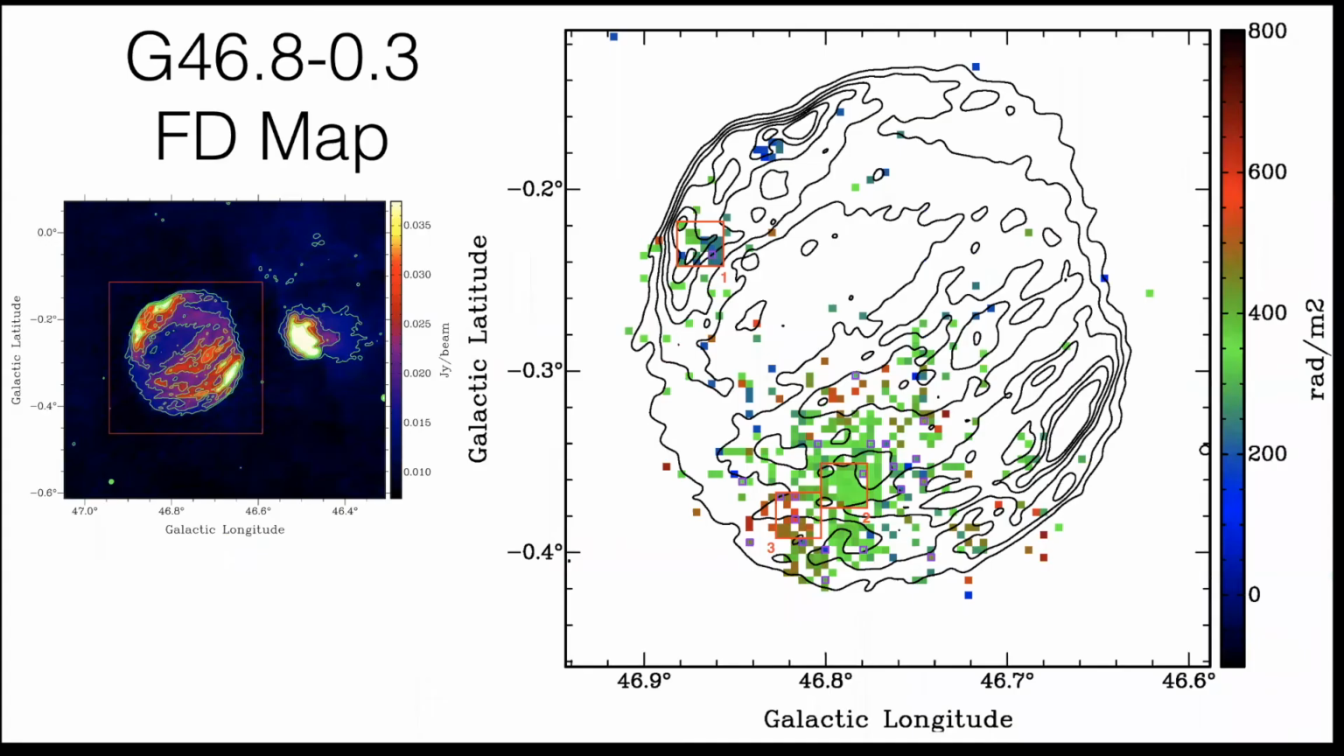I'll first show G46.8, where on the left-hand side is the Stokes I image of the supernova remnant, where the red box is the area where we performed a blind search for polarization and Faraday rotation, which was broken up into subregions the size of our beam. The figure on the right shows the Faraday depth map of the supernova remnant, where each colored pixel is for a subregion where we detect polarization and Faraday rotation. The pixels with the purple border indicate where two-component Faraday rotation is observed. Blank or white pixels are, of course, non-detections.